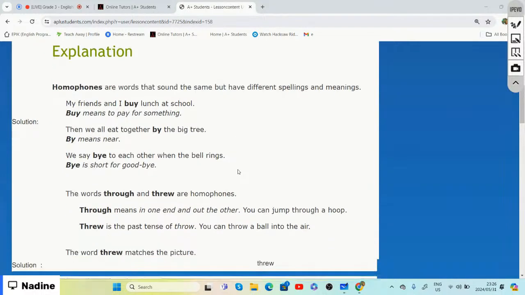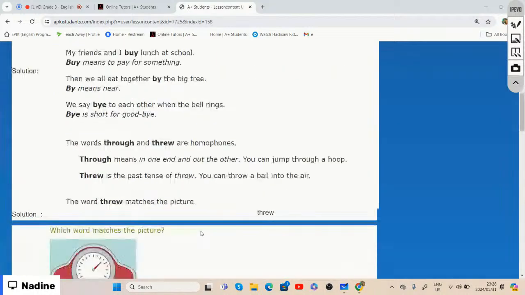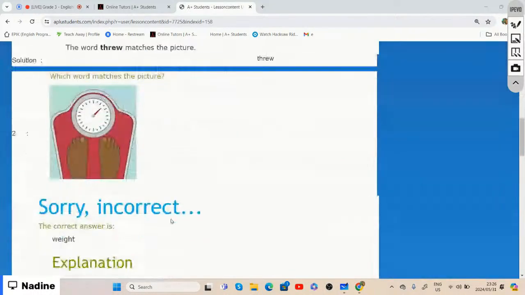Right? Yes, it says through and through, right? Through means in one end and out the other end. You can jump through a hoop or you can drive through the tunnel, like I mentioned, or it is the past tense of throw, right? It's like when you throw a ball in the air. All right. Okay.